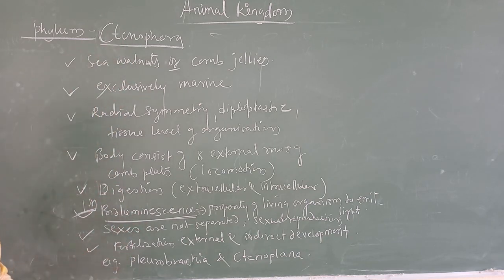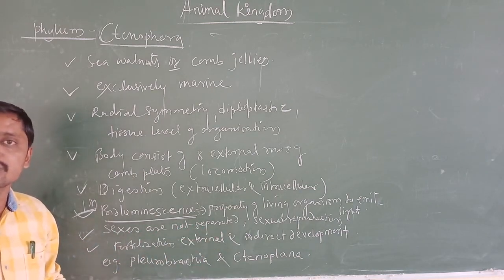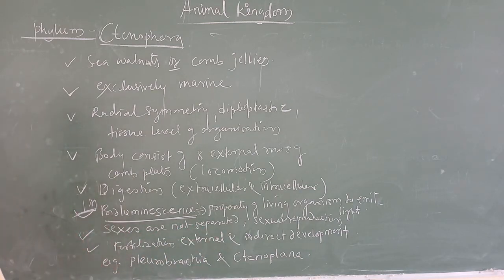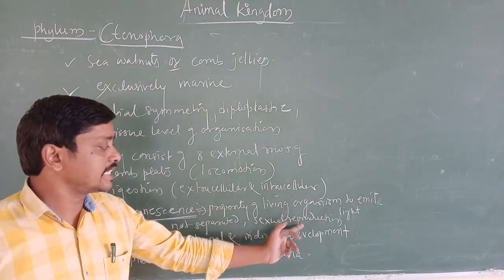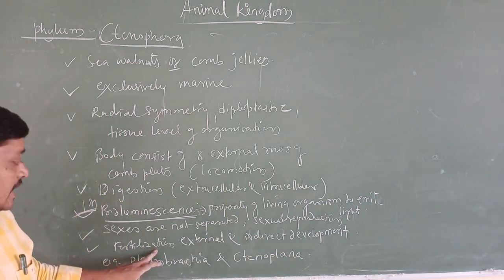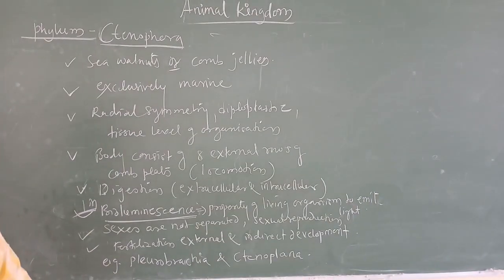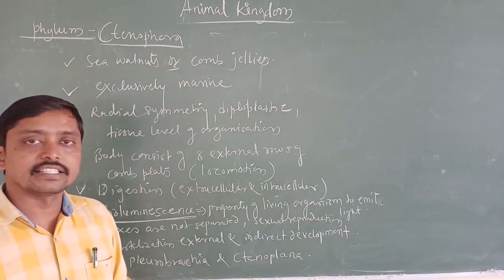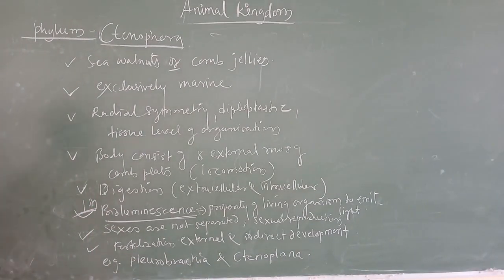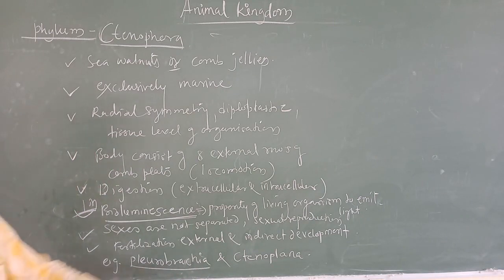And the next one is again common. The sexes are not separated, in the sense that both sexes are present in a single organism, that is hermaphrodites, and reproduction takes place by the sexual method. Fertilization is external, meaning outside the body of the organism, and development is indirect, in the sense that a larval stage is present. Examples: Pleurobrachia and Ctenoplana. These are the two examples.